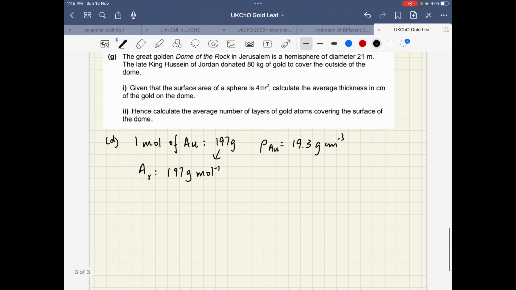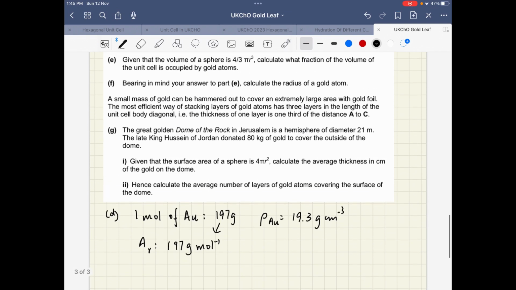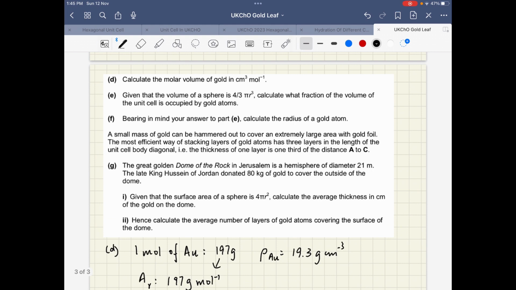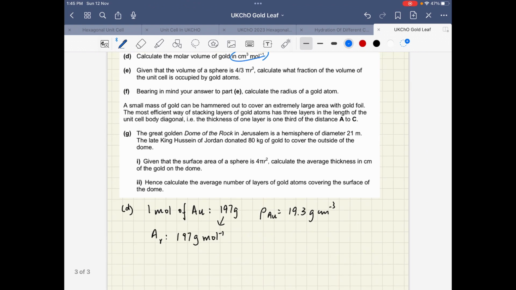Actually, yeah. And then one method to solve this is to use the units, because the question wants the answer in terms of these units, in centimeter cube per mole. So what you need to do is basically try to use this and this to get a unit of cm cube per mole.